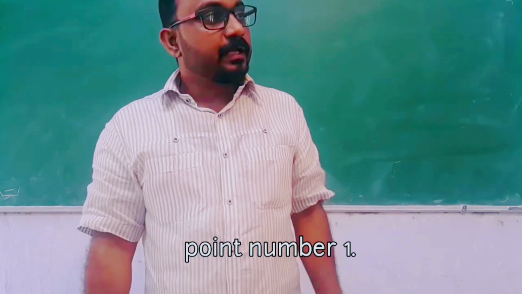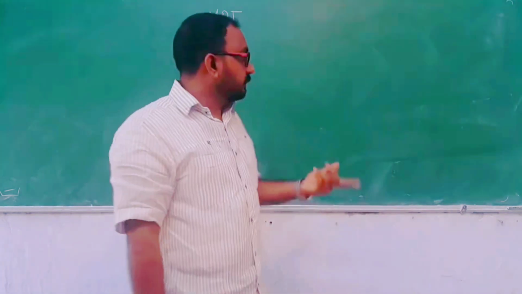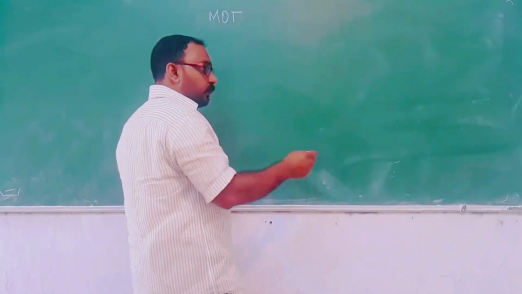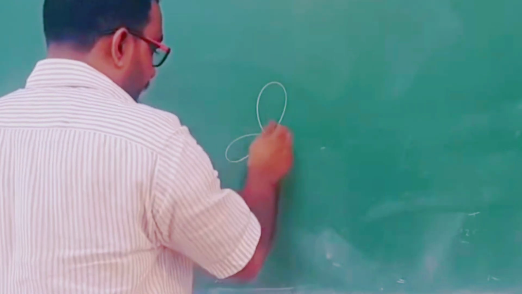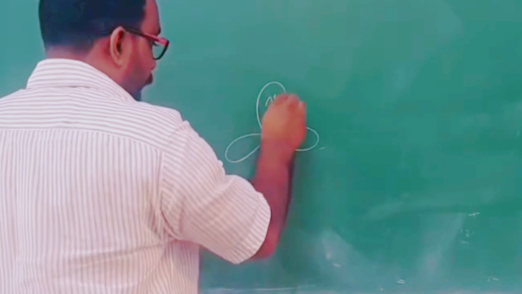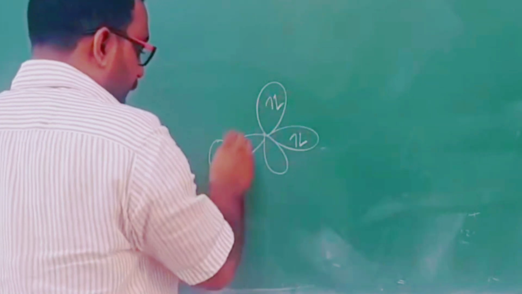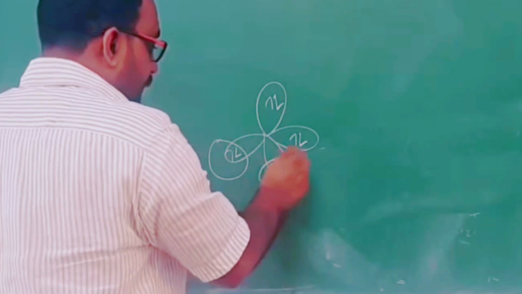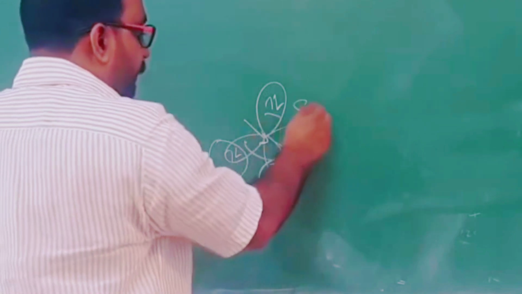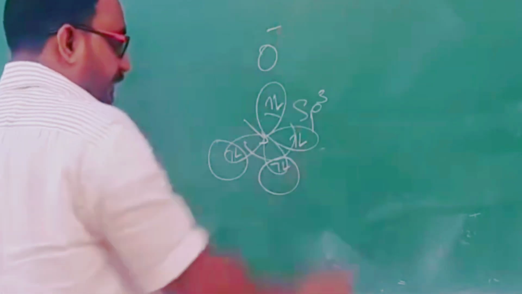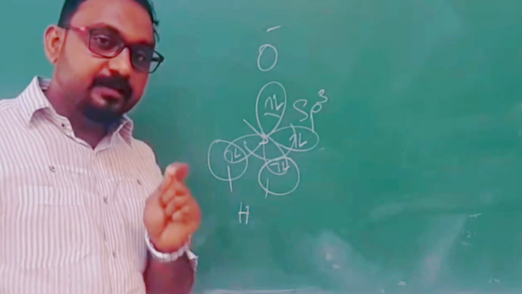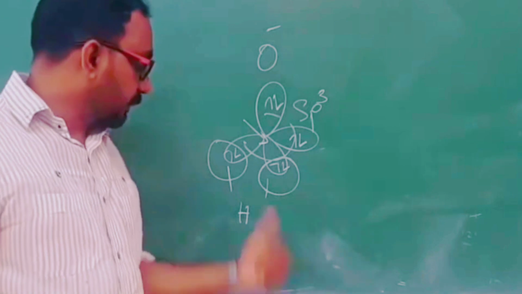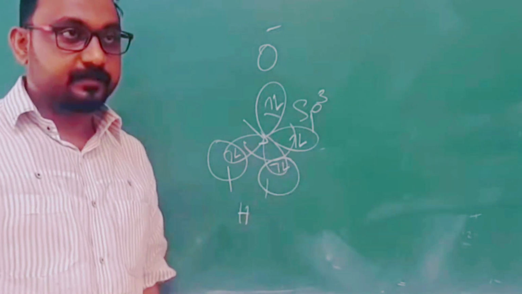And the second point is, if you take H2O, that is sp3 hybridization. This is how: 2 lone pairs plus 2 bond pairs. So these 4 sp3 hybrid orbitals belong to oxygen, and these 2 belong to hydrogen. They still retain their identity. The atomic orbitals retain their identity.